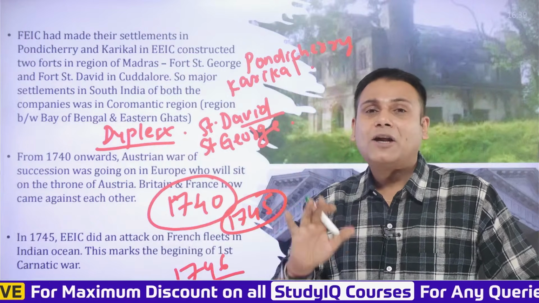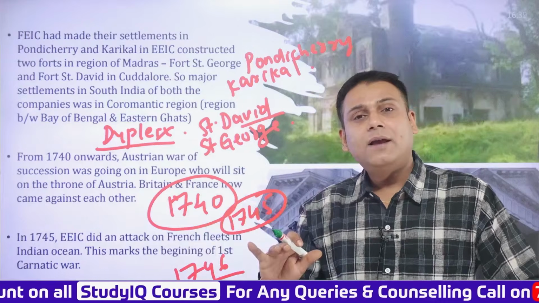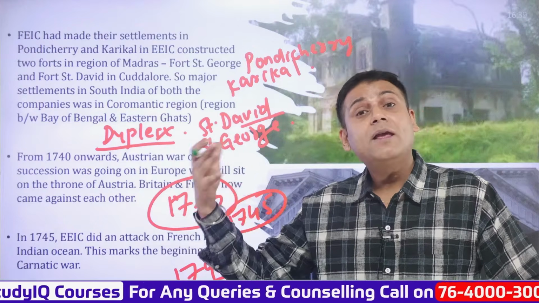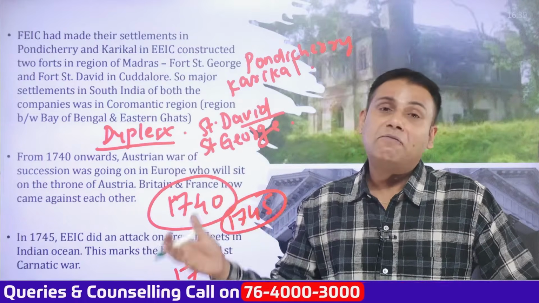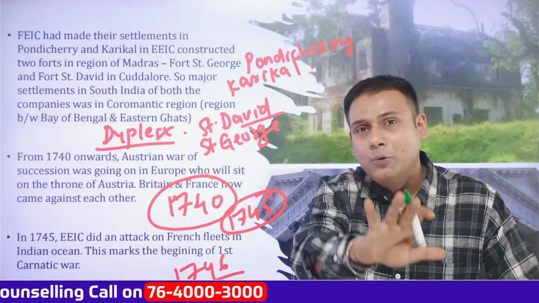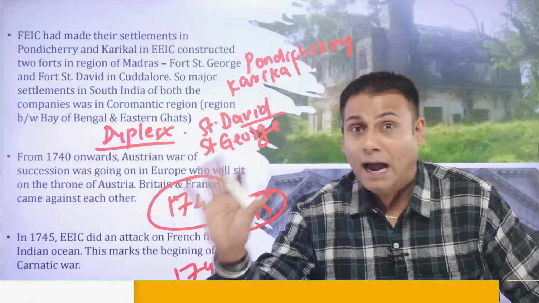And that is referred to as the Battle of Saint-Thome, fought on the banks of the river Adayar. Specifically, it is said that he had to face a very humiliating defeat. Finally, the Treaty of Aix-la-Chapelle was signed and Fort St. George was returned specifically to the English East India Company. So this was the discussion that we had.